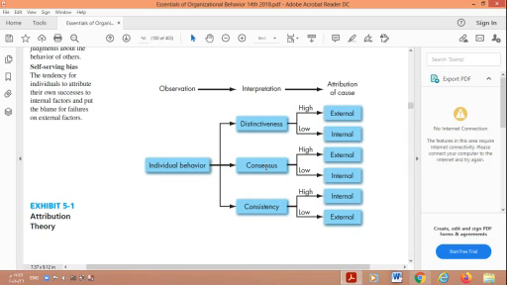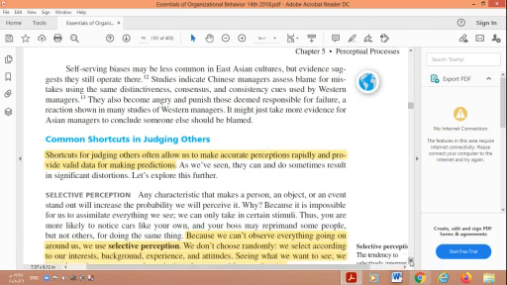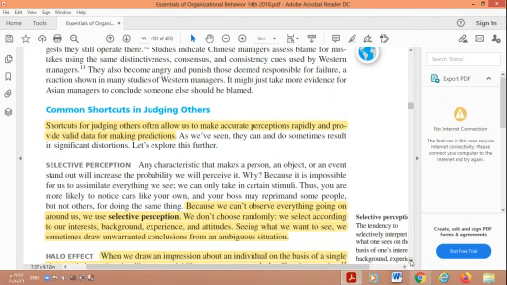And consensus is similar to distinctiveness. If it is high, it is related to external forces, and if it is low, it is related to internal forces, or to the person himself. While consistency is different from them. If it is high, it means it is related to the person himself, and if it is low, it is related to external forces, whether the environment or other individuals.